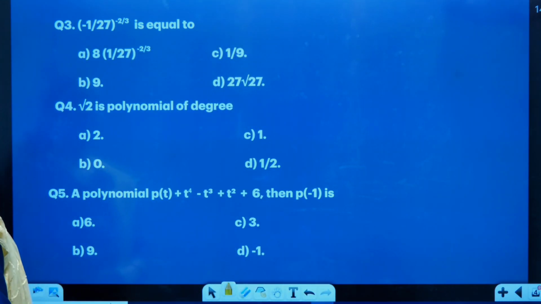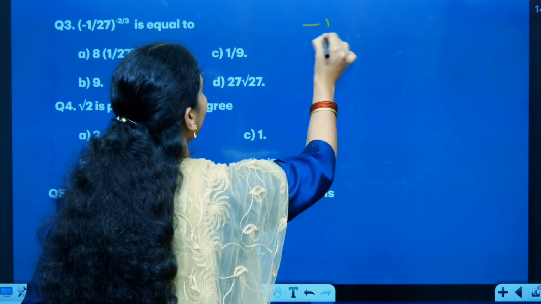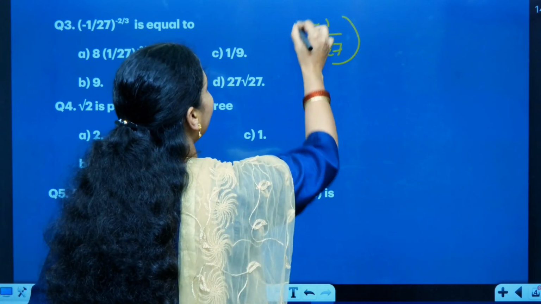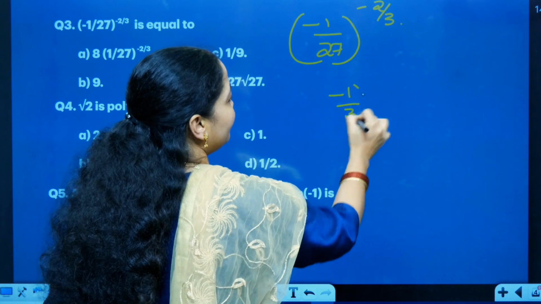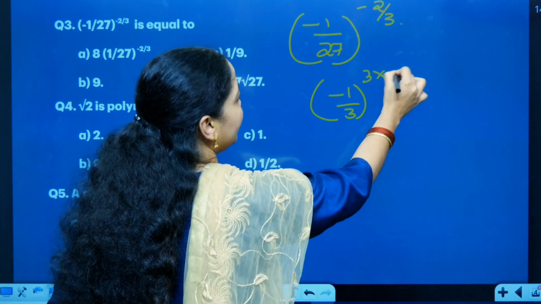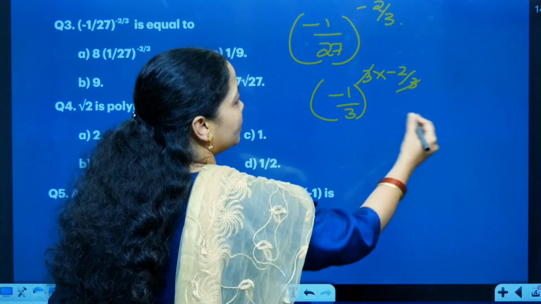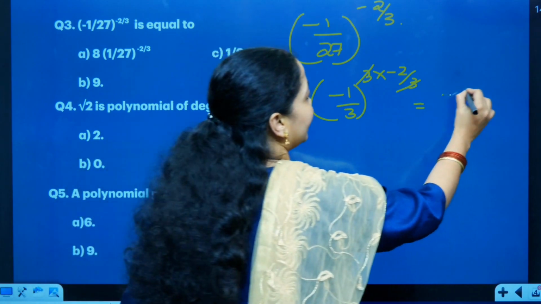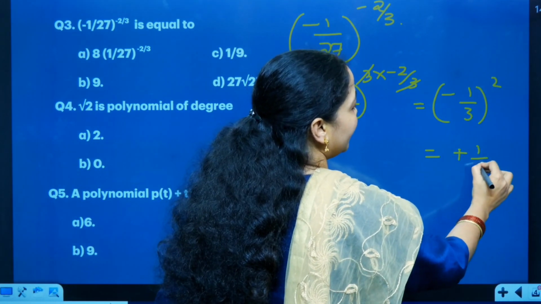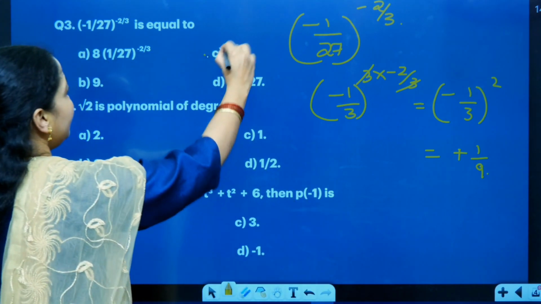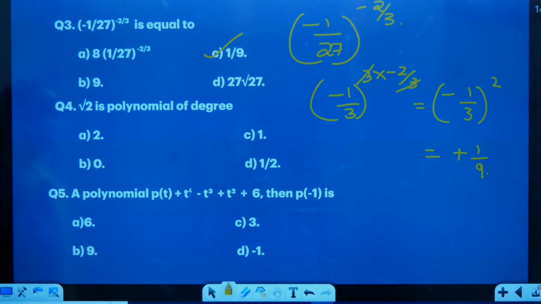They are asking us to simplify negative 1 by 27 whole to the power of minus 2 by 3. I can write this as negative 1 by 3 whole to the power of 3 into minus 2 by 3. So this is gone. Hence I will be having minus 1 by 3 whole square, which is plus 1 by 9. So my answer will be option C, plus 1 by 9.